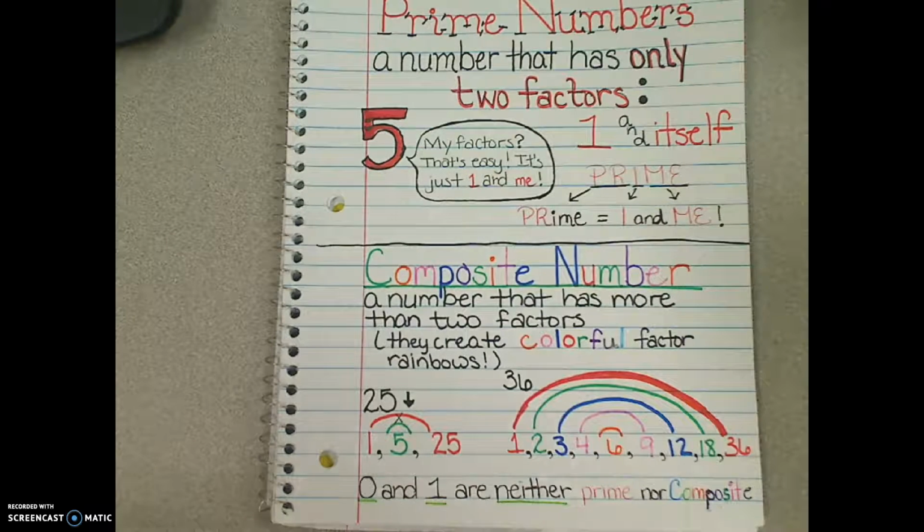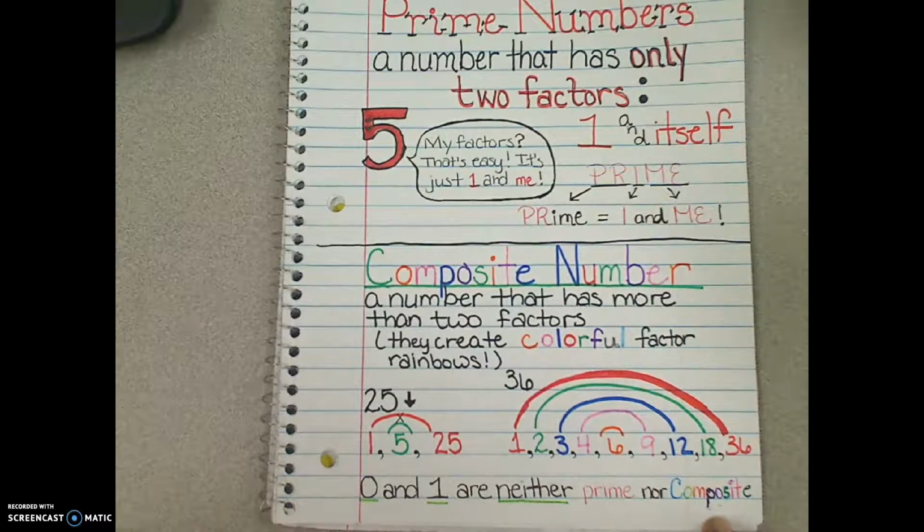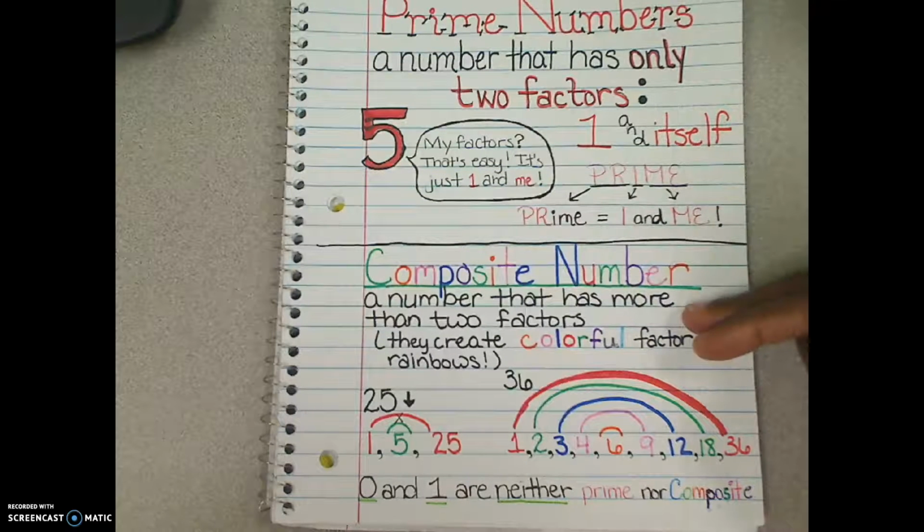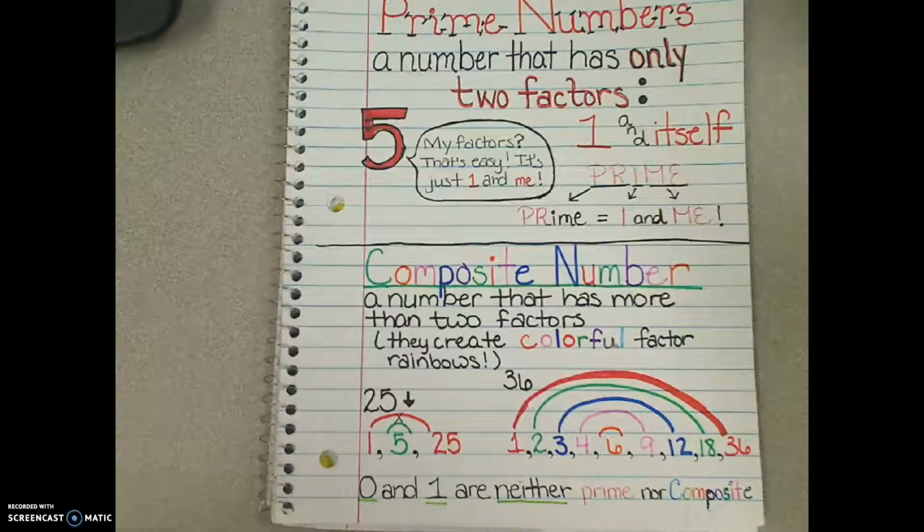All right, and last but not least, you want to make sure that you write down 0 and 1 are neither prime nor composite. Remember, to be prime, you have to have two factors. To be composite, you have to have more than two factors.